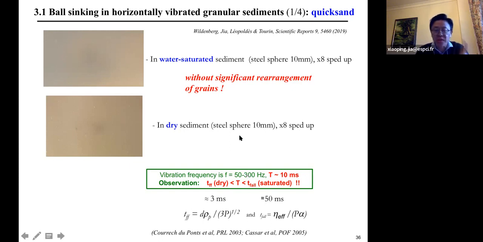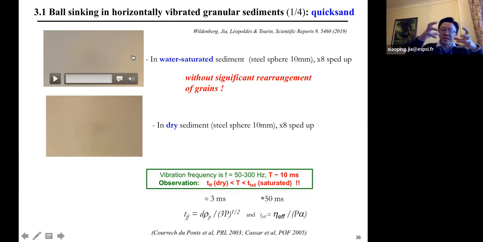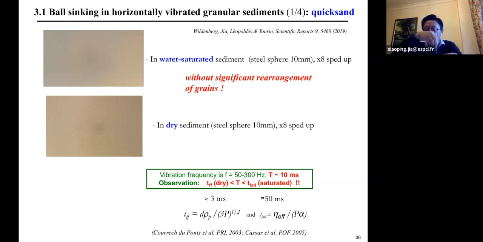So to see things very clearly, under this vibration, in this condition, even this low frequency at controlled amplitude does not create any significant motion of the particles, even in this dense saturated granular sediment. Okay, so we should understand why we have this falling experiment without any significant rearrangement of the particles under horizontal shaking.